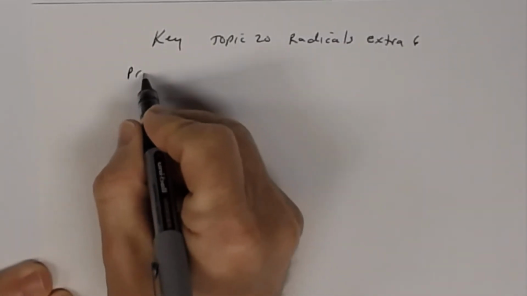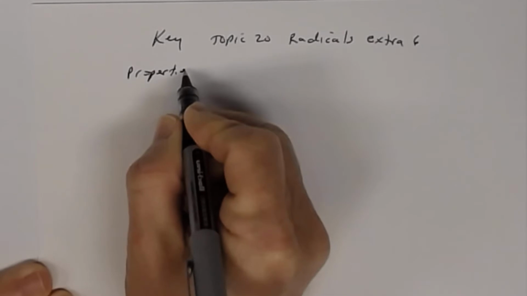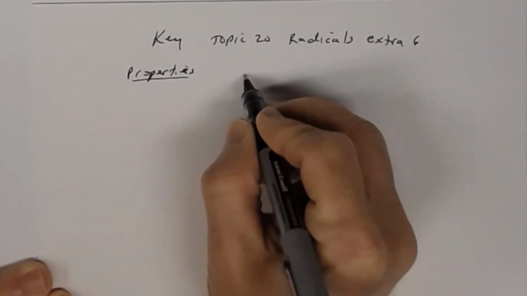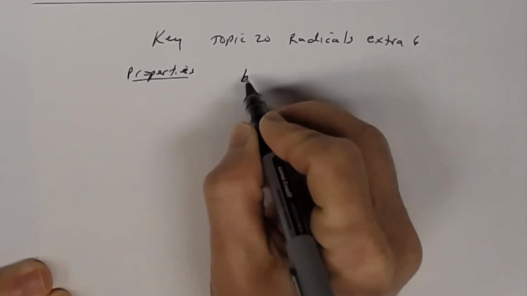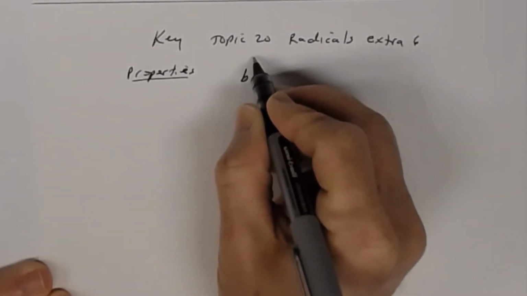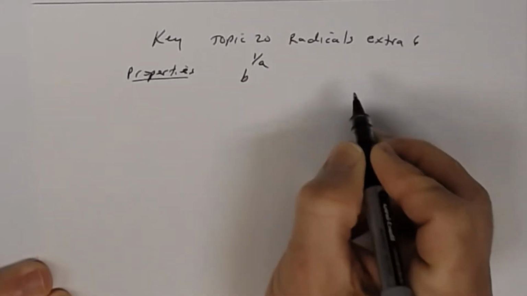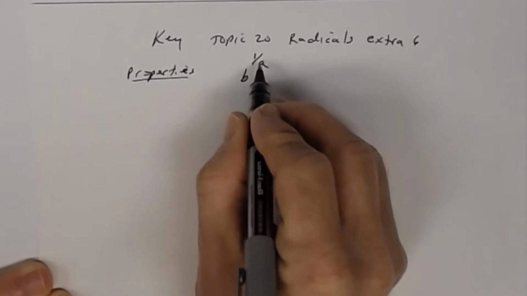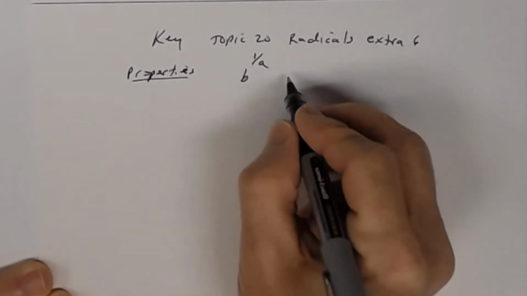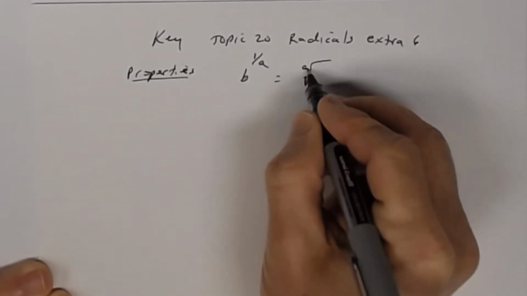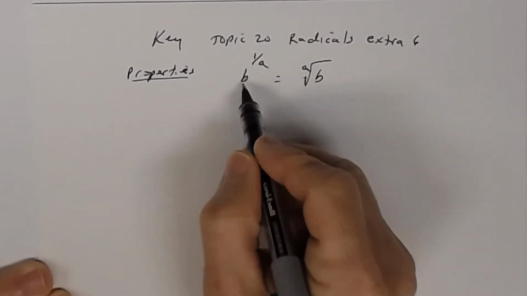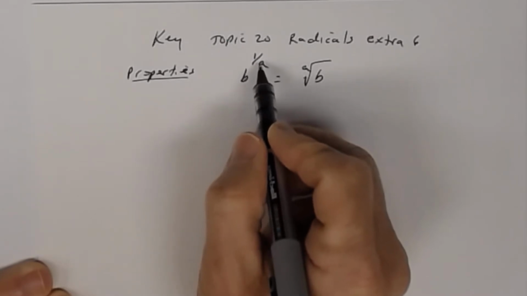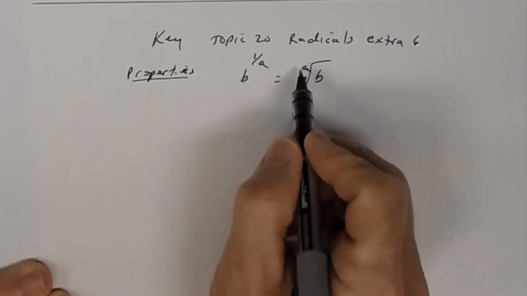One of our properties was this, just to remind you. If you have the b root of 1 divided by a, then you can always rewrite this expression that has a rational exponent, notice the numerator is 1, as the a root of b. So this base becomes your radicand, and the denominator of your exponent is your index.